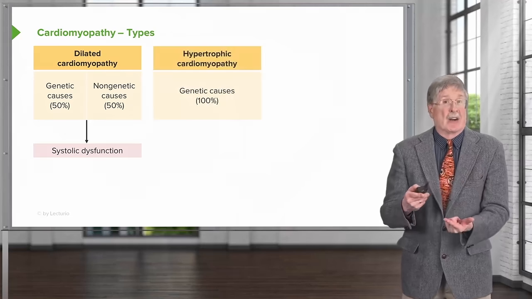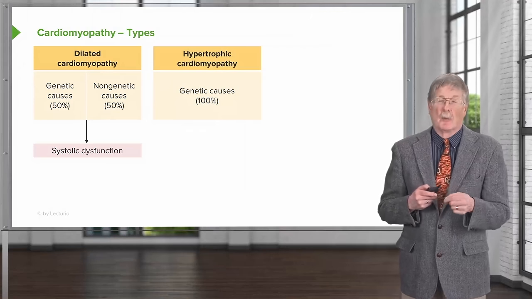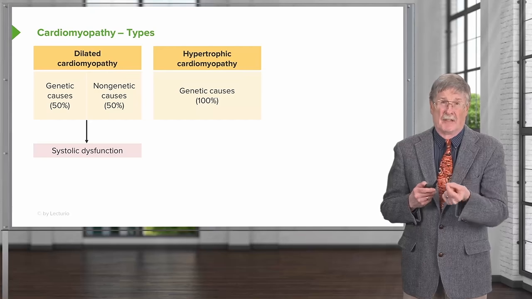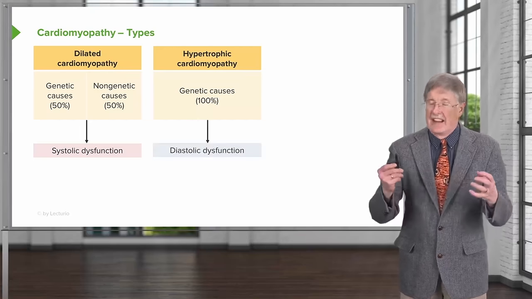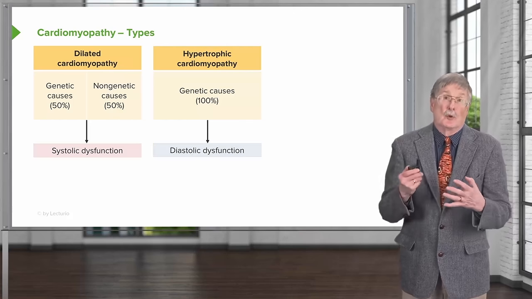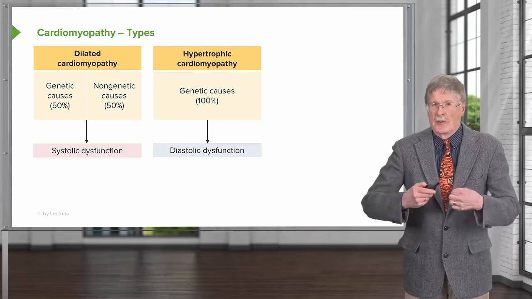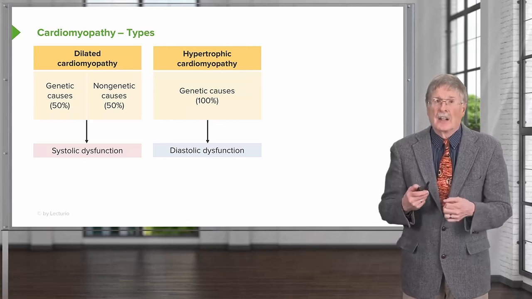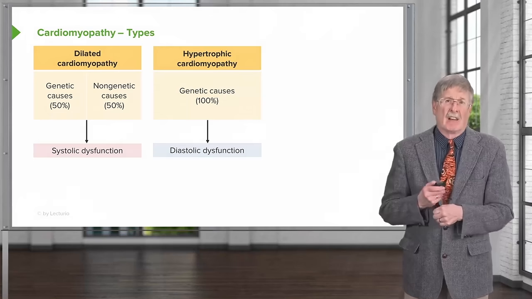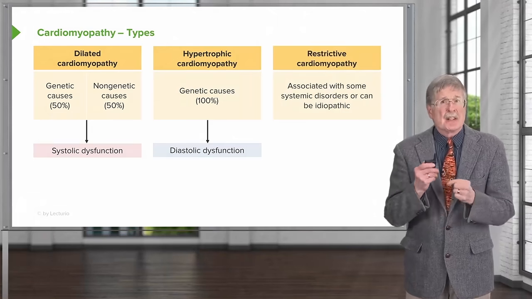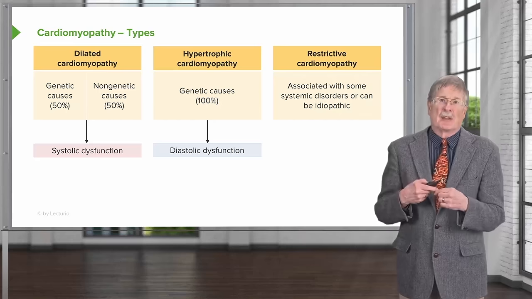In hypertrophic cardiomyopathy, we know about 100% of cases have a genetic cause, and we understand the vast majority of those. In this case, it's not systolic dysfunction. They squeeze great. In fact, they squeeze too well, but they don't relax very well. So they're like hard-driving medical students around the world. They work really hard and they don't relax very well. So it's diastolic dysfunction.